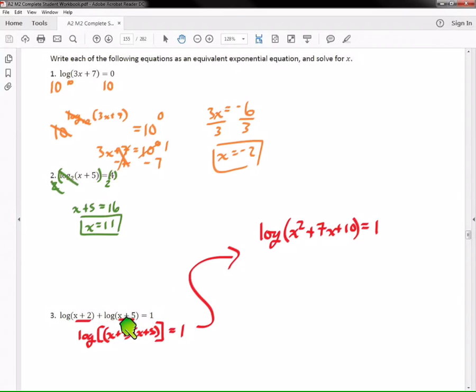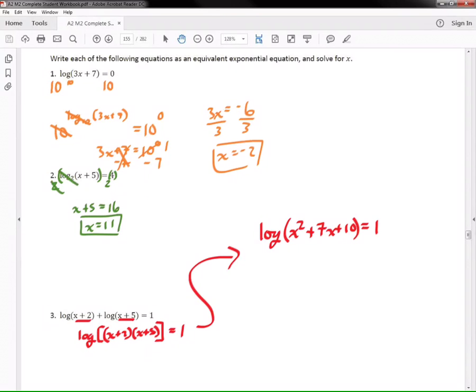Now remember, when you multiply this, you use distribution. Like you just go x times x, x times 5, 2 times x, 2 times 5. Or you guys can use the box method, the tabular method, whatever you want.